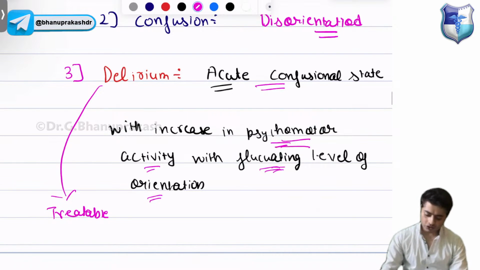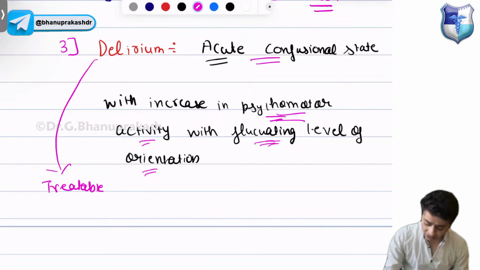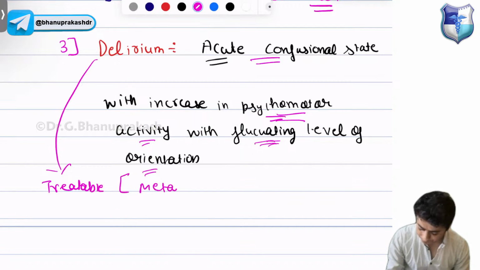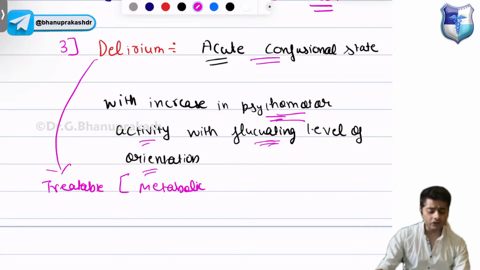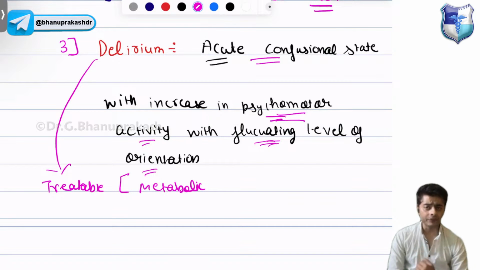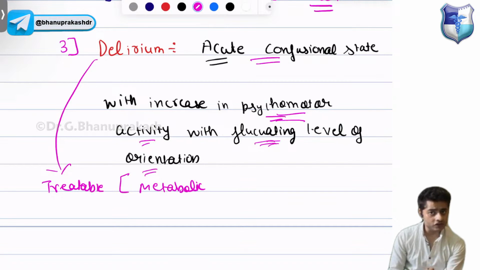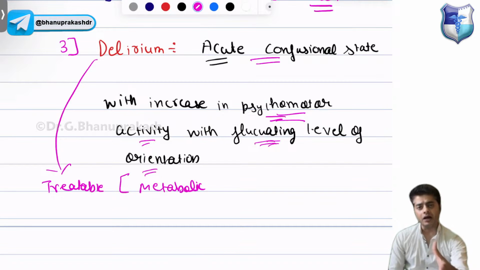Delirium is mostly treatable because it is generally metabolic. When you are in the medicine wards, most of the time the patient will have delirium and you will check his electrolytes. Most of the time he will be suffering from hyponatremia. So an acute confusional state will be there, he will be hyperactive, and when you treat his hyponatremia, the delirium goes away. This is how delirium is acute and quite treatable.